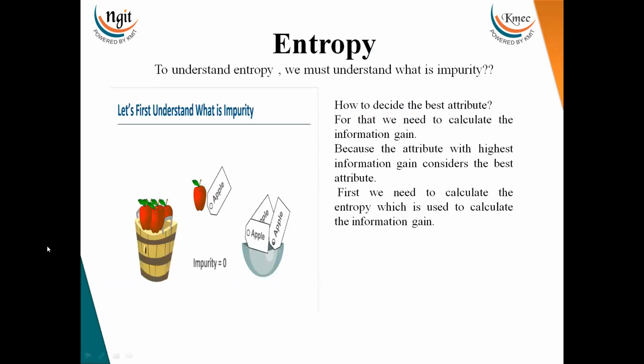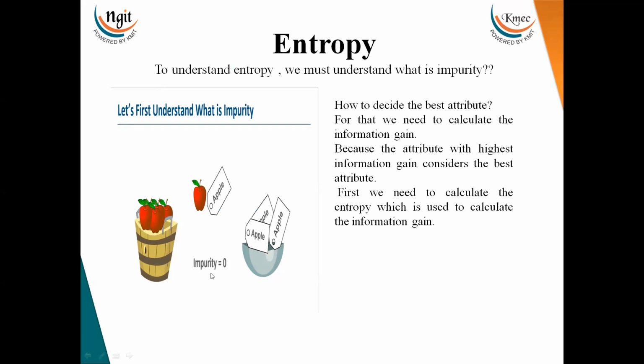Before discussing in detail the decision tree and the CART algorithm, we should be aware of certain terminology. The first terminology is entropy. Before understanding entropy, we should know the concept of impurity. What is impurity here? Impurity plays a very important role in selecting a particular attribute. I'll tell you a simple example.